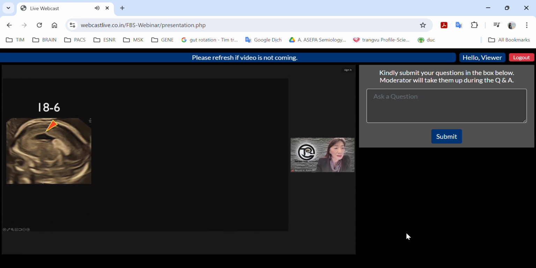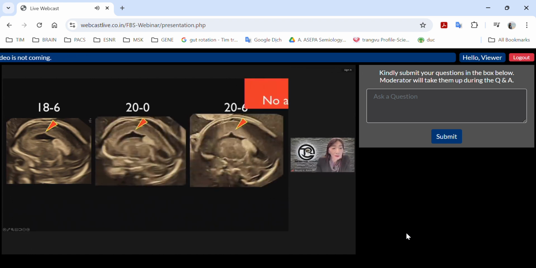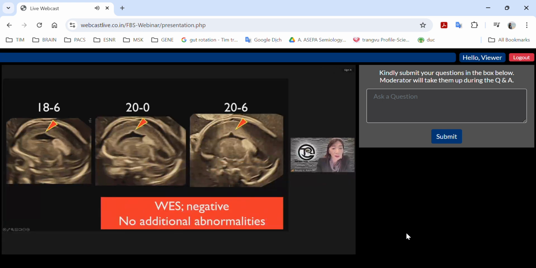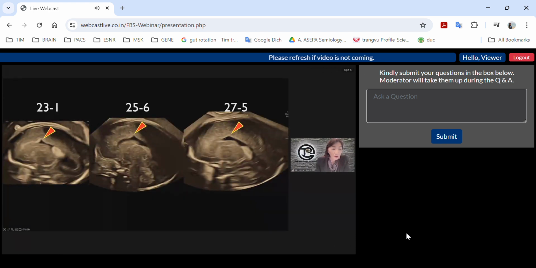Here, this is 18+6, and you can see this is the width of the lateral ventricular wall. And then after that, 20 weeks and 20+6, you can see this is much sharper, week by week. And then after that, 23 weeks, very sharp, but thereafter 25 and 27 weeks of gestation.